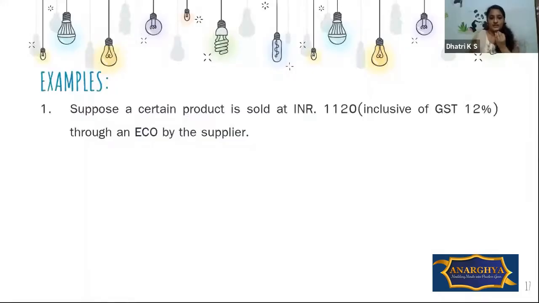Suppose a certain product is sold for 1,120 rupees, which is inclusive of GST. So if we exclude GST, the selling price would be 1,000 rupees. So in such a case, 1% of TCS should be collected. So TCS would amount to 10 rupees. We'll move on to one more example.